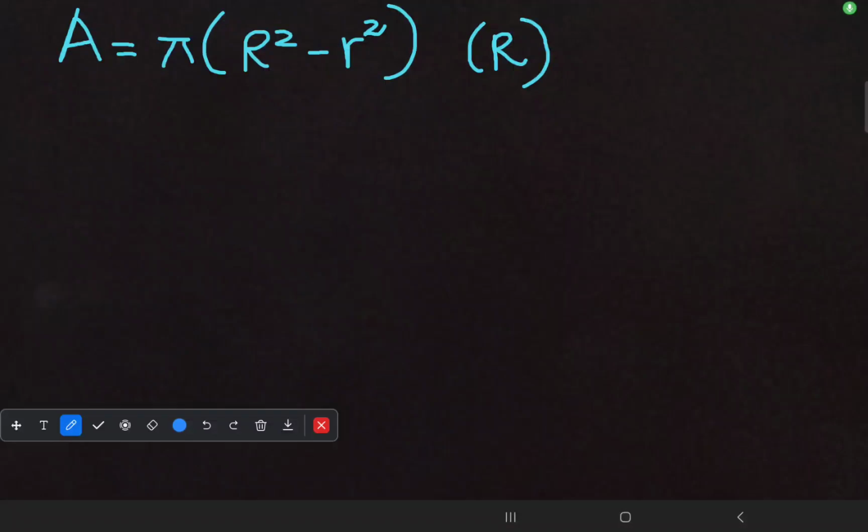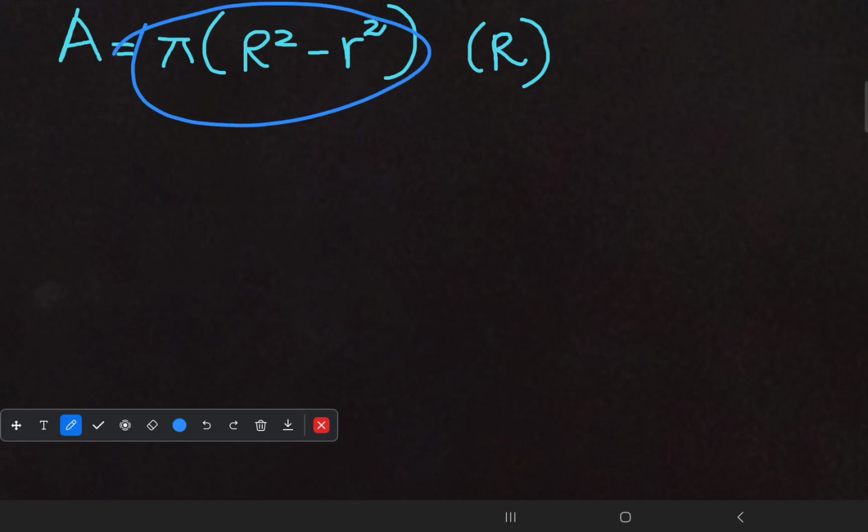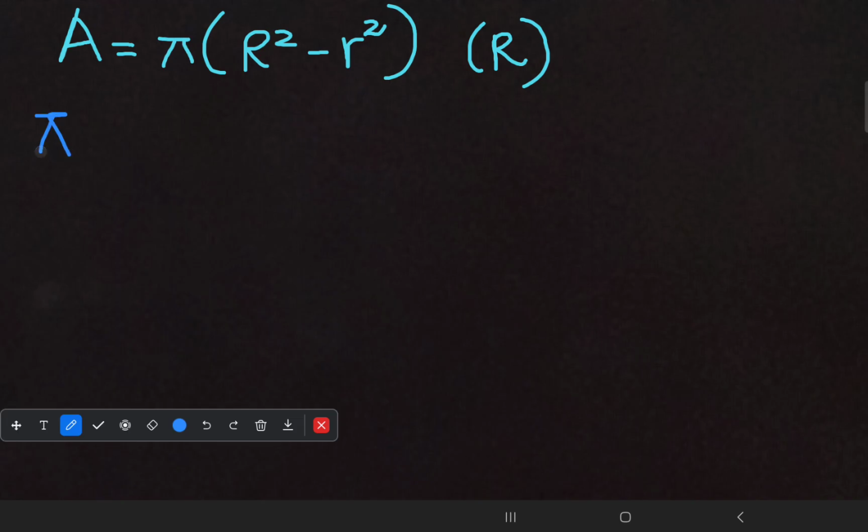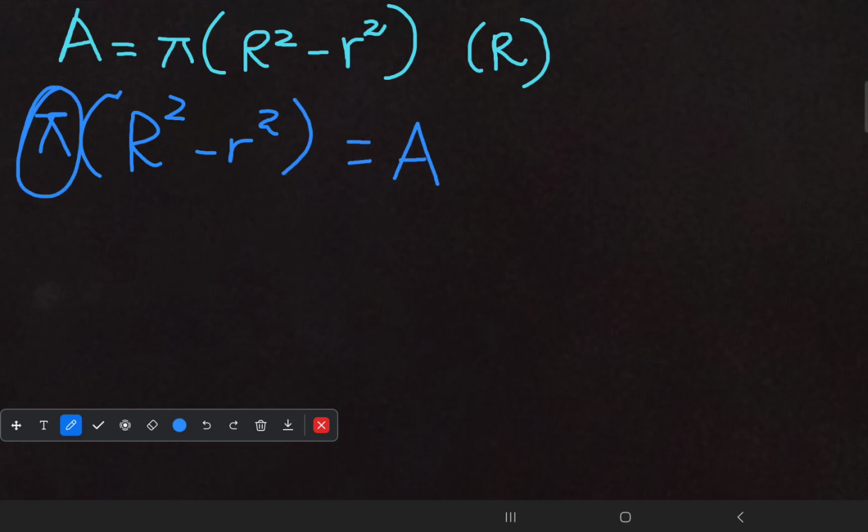A equals 5 into R square minus simple r square. Okay, let's bring this one to the left side. So 5 into R square minus simple r square equals A. First of all, you can see there is a multiplicand, 5. 5 is multiplied with these two components.